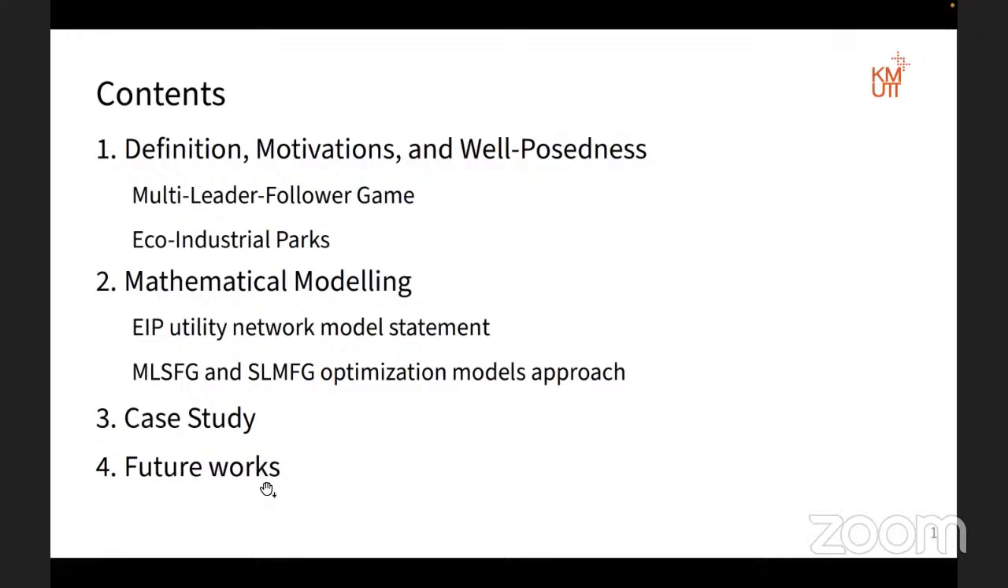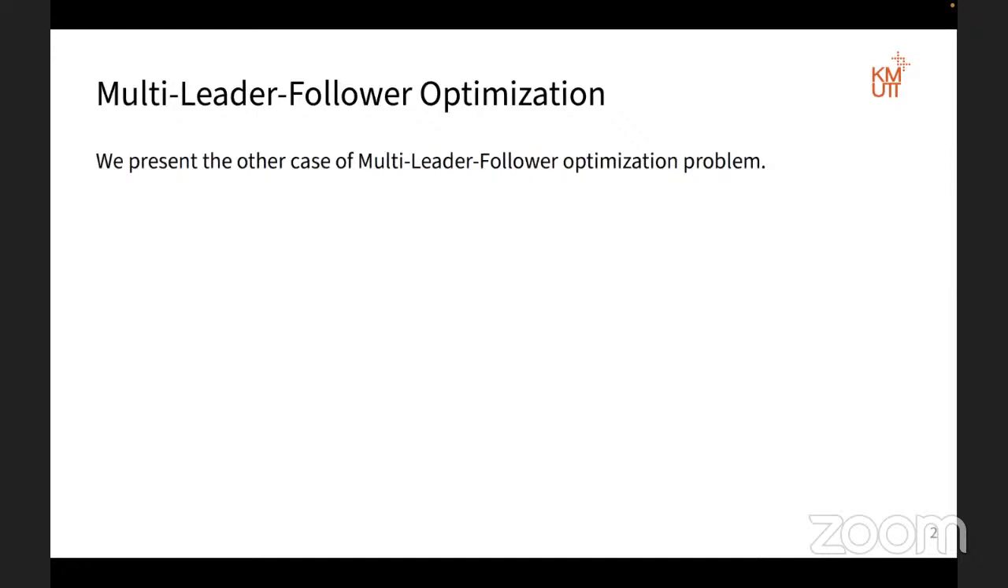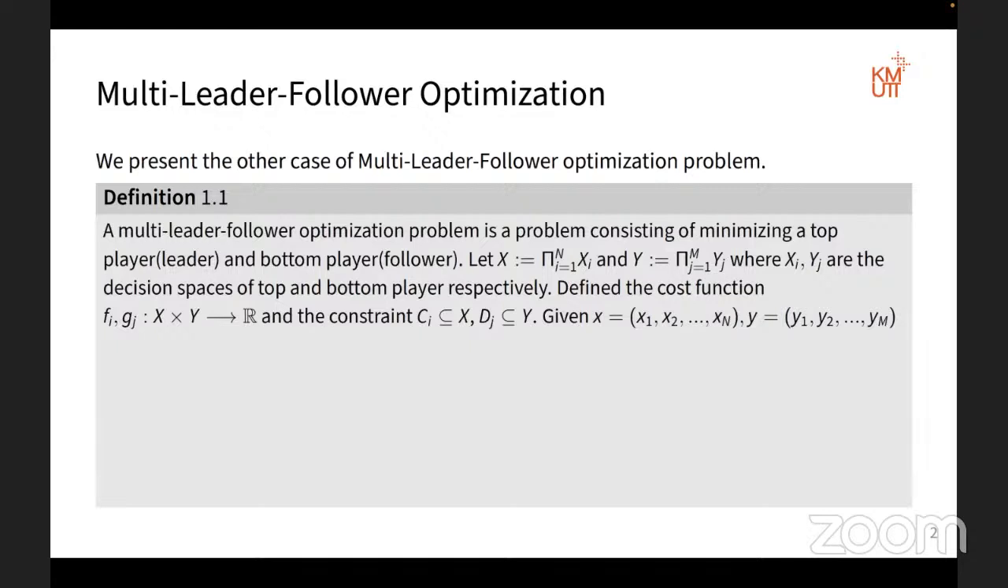So we start from the first part. We want to show you the definition of the multi-leader follower optimization problem. A multi-leader follower optimization is a problem consisting of minimizing a top player, which you can call a leader, and a bottom player, which you can call a follower, by setting X and Y defined by this, where X_i and Y_j are the decision spaces of a leader and follower player. Next, we define the cost functions F_i and G_j from X times Y to the reals, and the constraints C_i a subset of X, D_j a subset of Y.